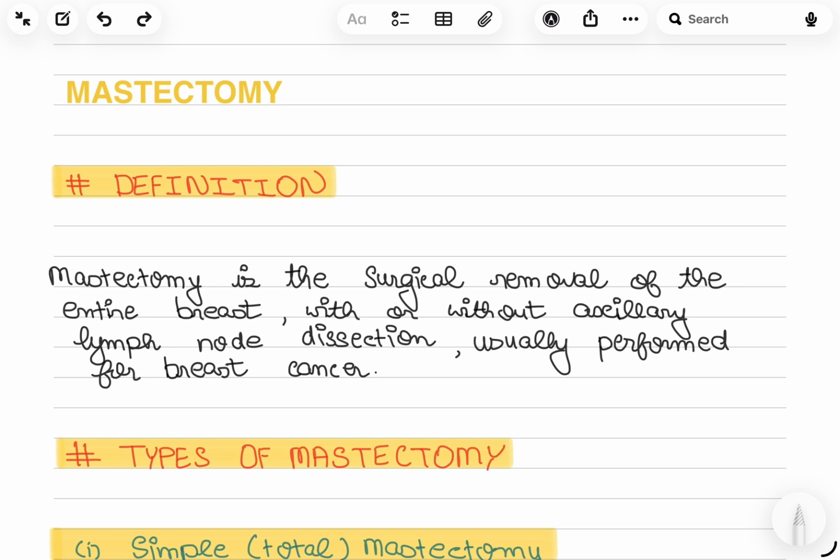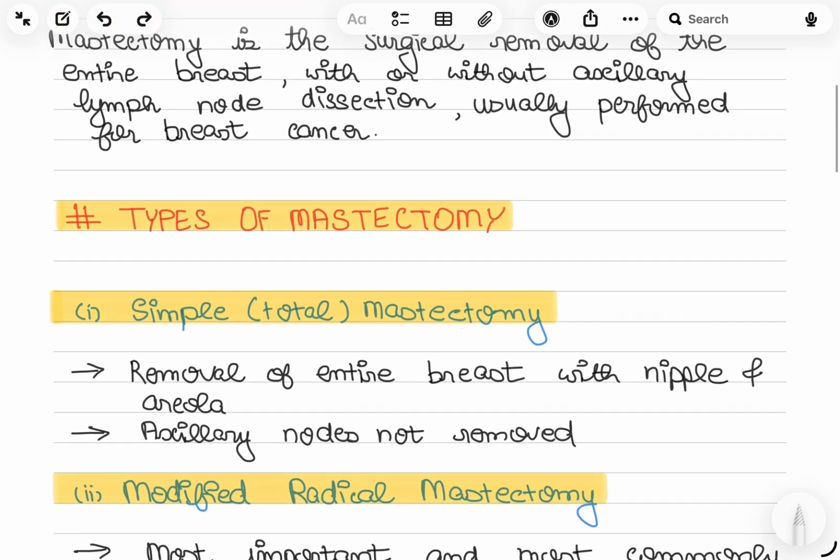Okay. So first, we'll start with the definition. Mastectomy is the surgical removal of the entire breast with or without axillary lymph node dissection, usually performed for breast cancer, right? In this, the surgery can occur with or without removing the axillary lymph nodes, okay? Usually performed for breast cancer.